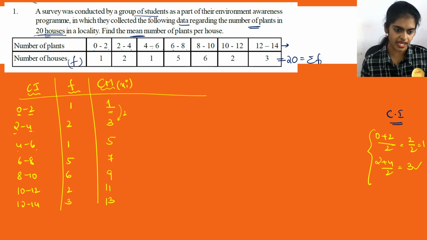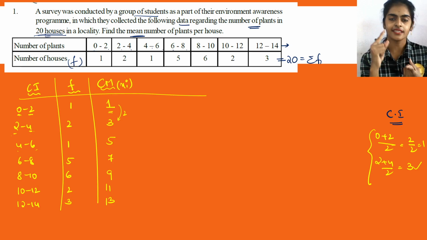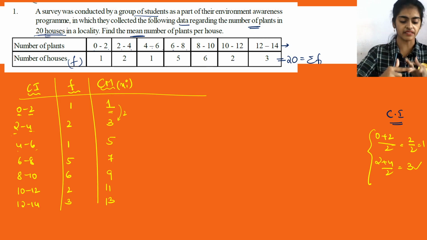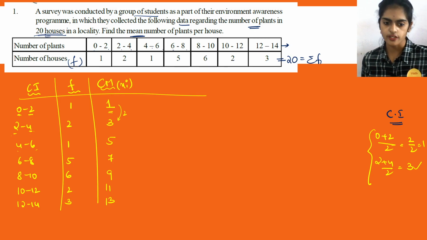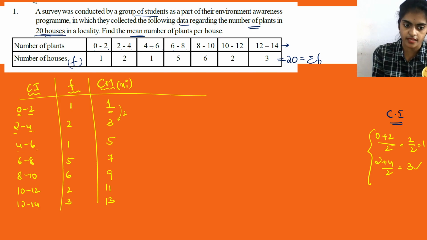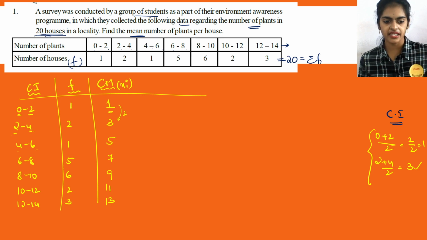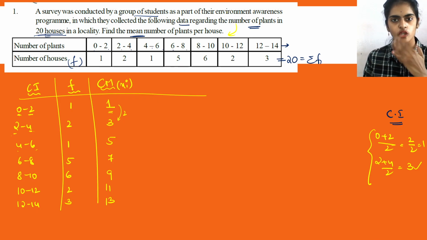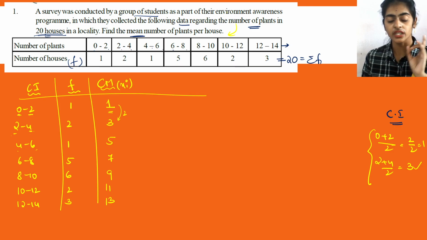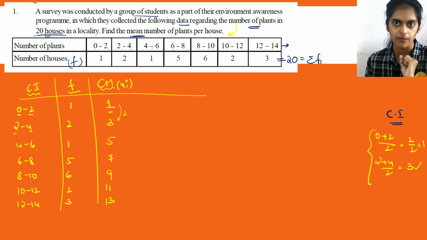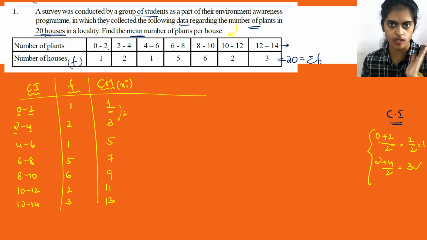Now once you get your class mark, you have three options with you: either the direct method, the deviation method, or the step deviation method. It all depends on you, unless mentioned in the question. If the question asks you to find the mean using the direct method, you should do only the direct method. In this question, nothing is mentioned; they did not tell you which method to use. They just asked you to find the mean. So the choice is yours, and whichever method is easy for you, you will use that method.